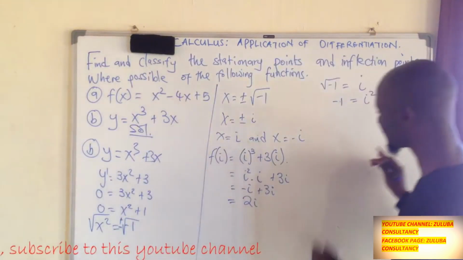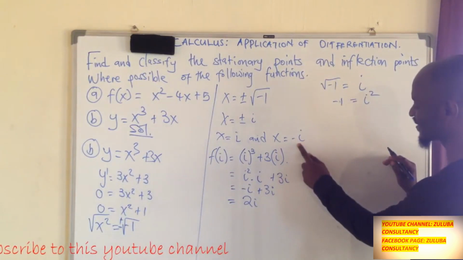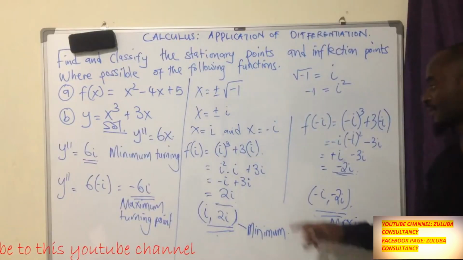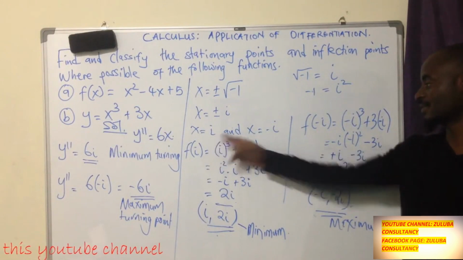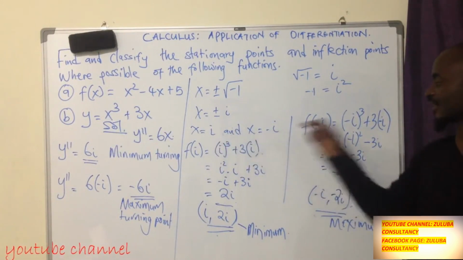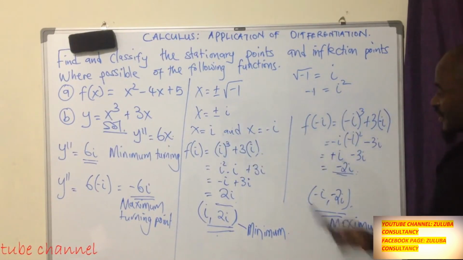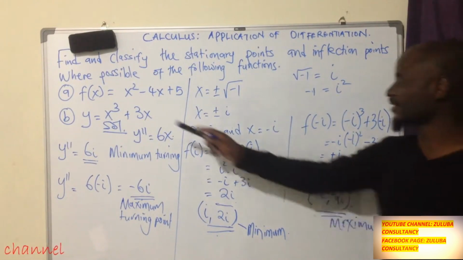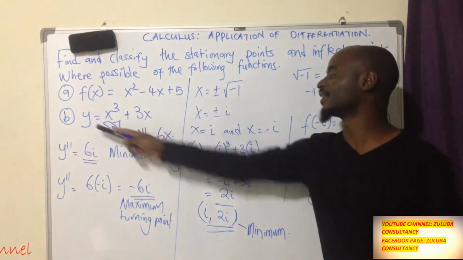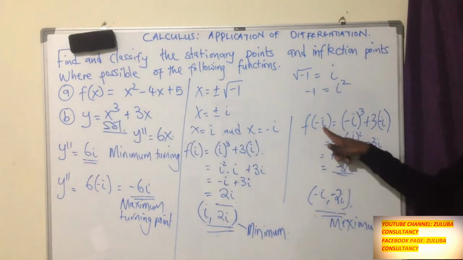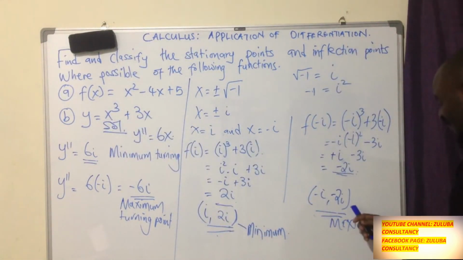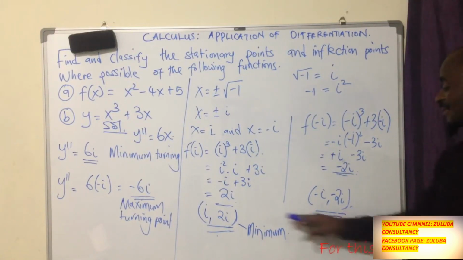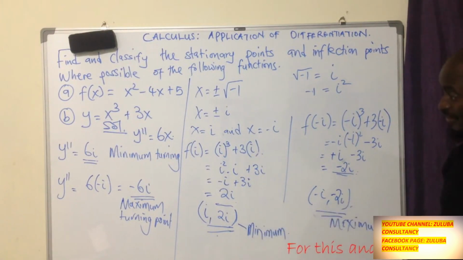Then I'll come to where x is equal to negative i. So after we find for this one, we go to x is equal to negative i. We are going to put negative i in the original function so that we can find the y coordinate. When we do that, we are going to have this, which will end up giving us this. Okay? Now we have to test if this is a maximum or minimum. We also test that. So we are going to use the second order derivative test.